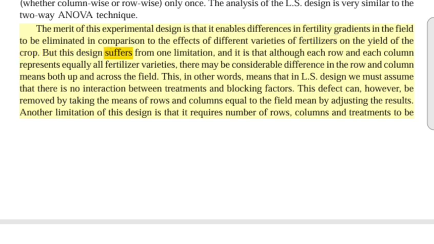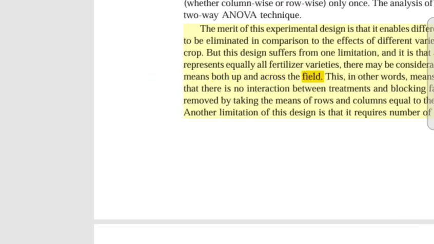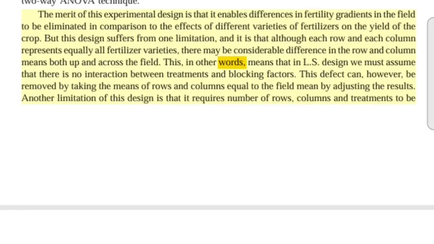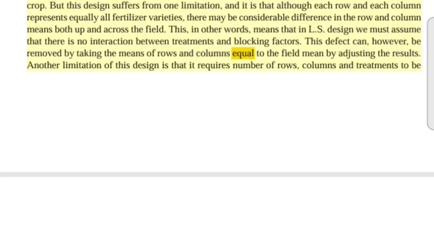But this design suffers from one limitation, and it is that although each row and each column represents equally all fertilizer varieties, there may be considerable difference in the row and column means both up and across the field. This, in other words, means that in LS design we must assume that there is no interaction between treatments and blocking factors. This defect can, however, be removed by taking the means of rows and columns equal to the field mean by adjusting the results.